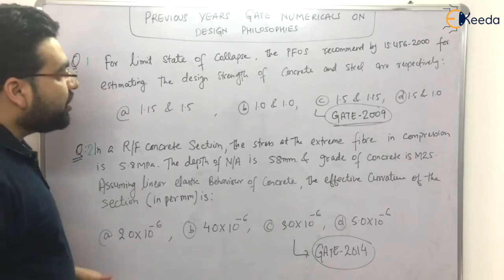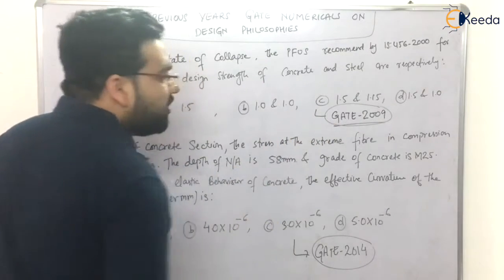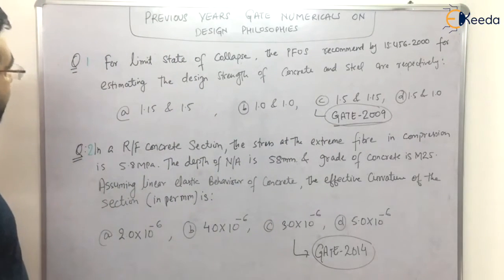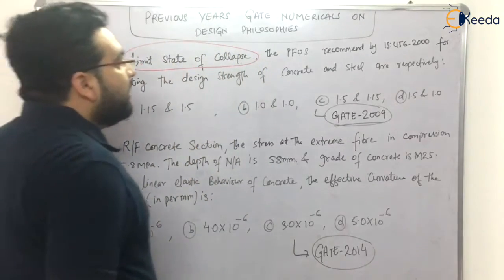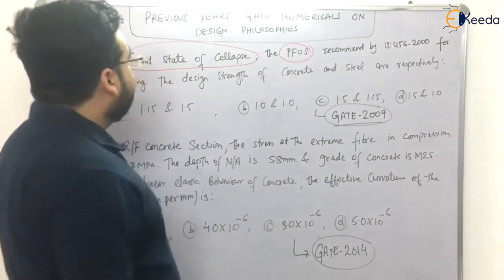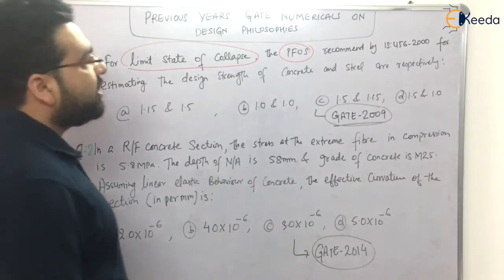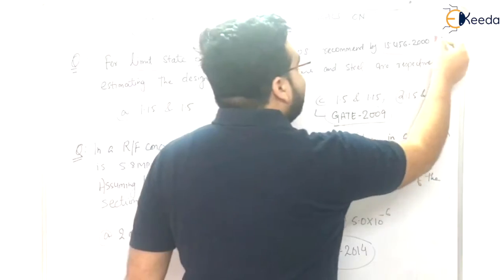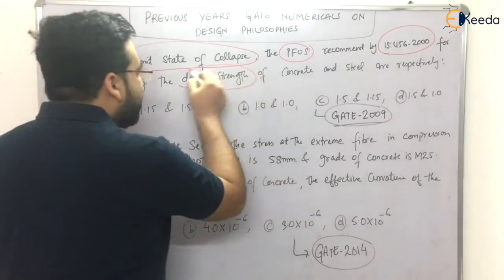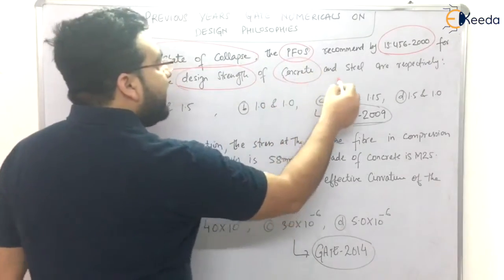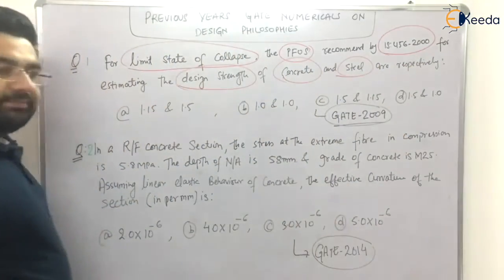So the first question was asked in GATE 2009. It was a 1 mark question from the design philosophy. The question was, for limit state of collapse, the partial factors of safety recommended by IS 456-2000 for estimating the design strength of concrete and steel are respectively, right?